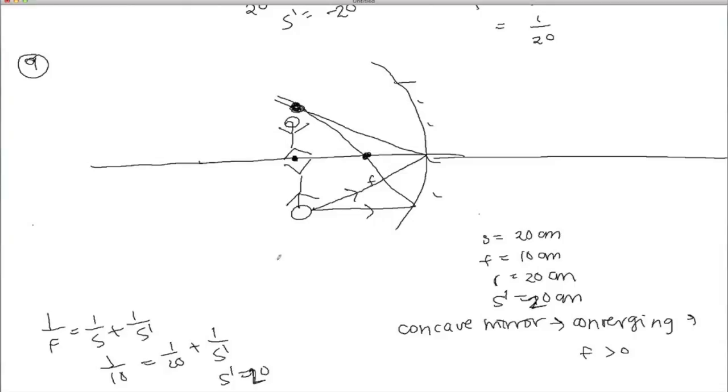So notice this equation, R equals 2F, doesn't give you the signs. It only gives you the magnitudes. That's why I put in the dots here. All right, that's something to be careful with. Then you got that S was 20, right? How did you know that S was 20?